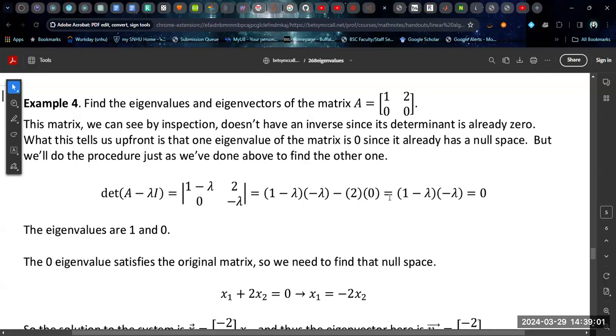But we're going to go through this problem starting out with the same process because we still need to know what that other lambda is, and we can only get it by going through and finding our characteristic equation. So we'll subtract lambda off our diagonals and find our determinant. And when we distribute everything, we end up with 1 minus lambda and minus lambda equal to 0. And that means that our eigenvalues are not only the 0 from the fact that the entire matrix is already dependent, but also 1.